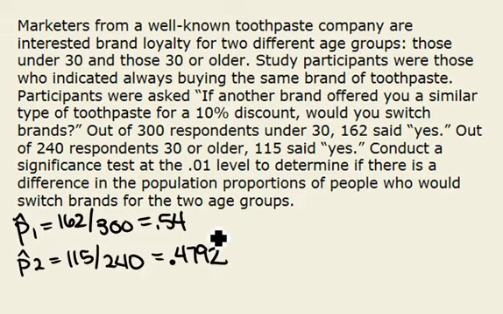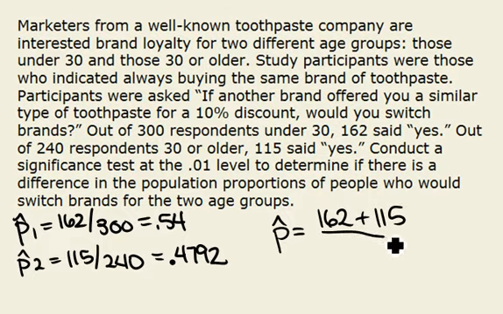When doing a hypothesis test for a difference in proportions, we also need our pooled p-hat, which clumps together information for both groups of people. So if we take both groups and look at that, we have 162 saying yes and 115 saying yes. We add those in the numerator, and then the denominator is the total number of people, so 300 plus 240, for a common proportion of 0.513.